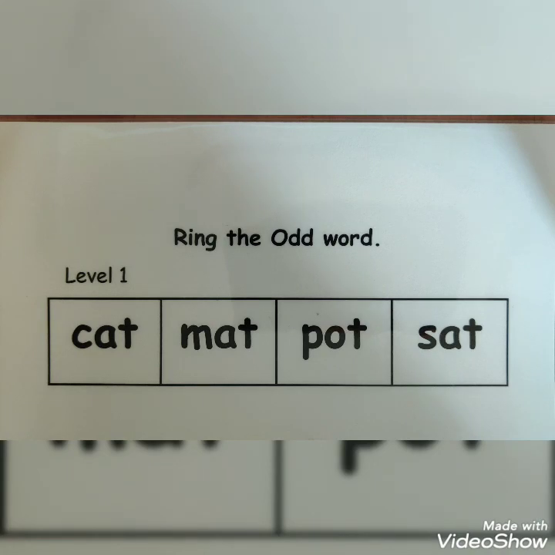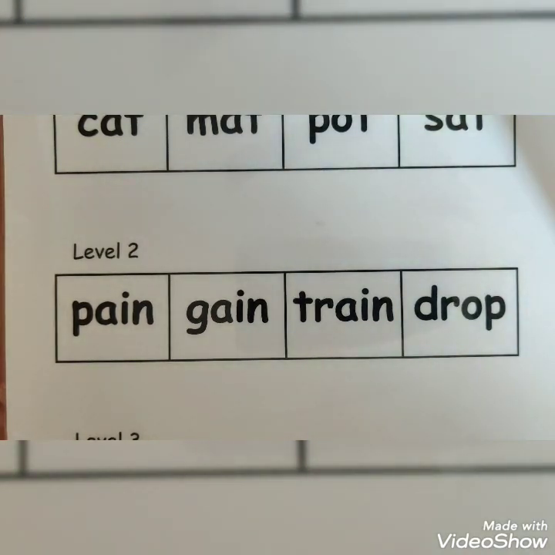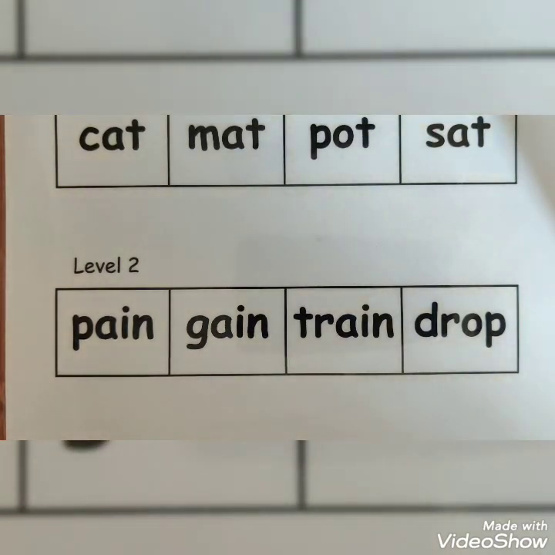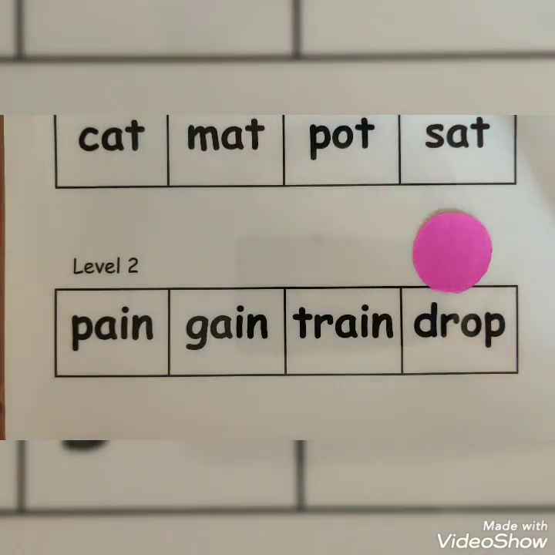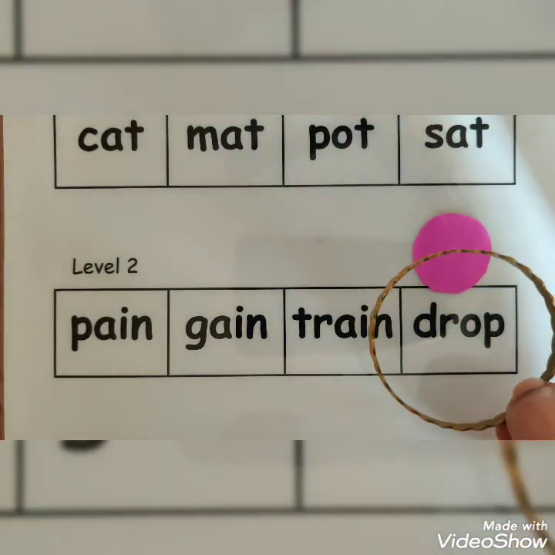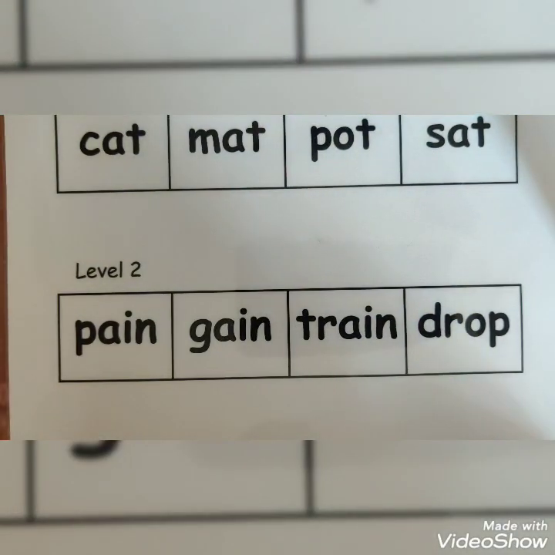Level 2 could be where the child actually knows the 4-letter words. So again, you could have those which end in, for example, -ain, which is what I have chosen here. You have pain, gain, train, drop. So again the child says, okay, I can see similar sounding words, or I know that they belong to a certain family, and I know that drop is the one which is not in that family. Either place the counter or ring it. So this could be level 2 depending on the age group of the child.